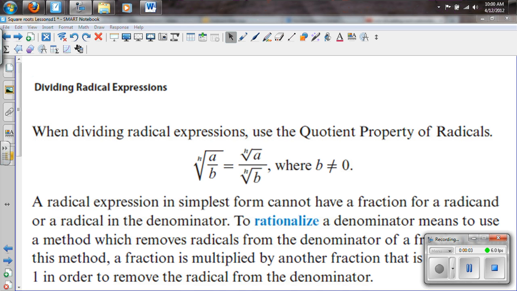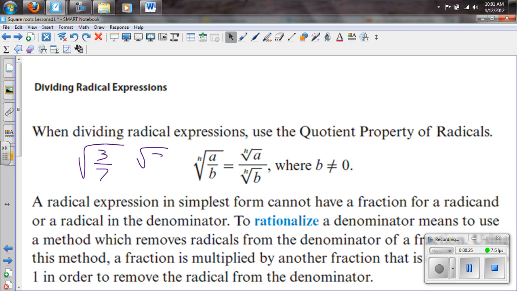Dividing radical expressions. When dividing radical expressions, you use the quotient property of radicals, and that quotient property says you can take any radical that's a fraction, and you can separate it into two parts, the numerator and the denominator. So, for instance, if you have the square root of 3/7, that is the square root of 3 over the square root of 7. And you can do this with any radical.